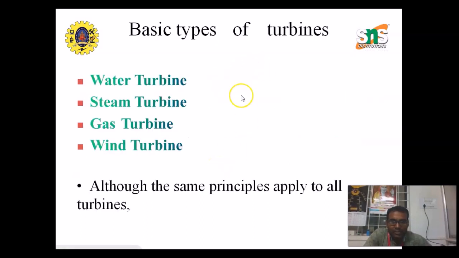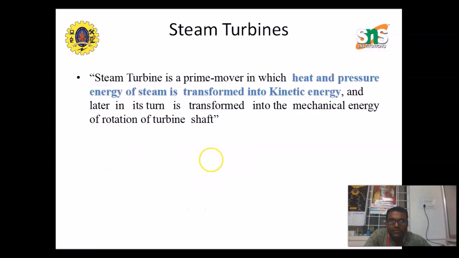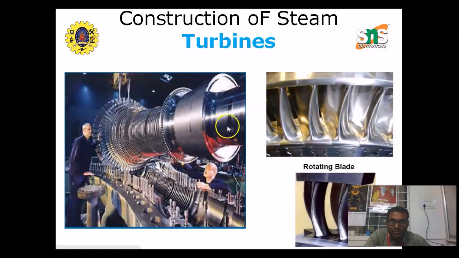Here we are going to discuss different types of turbines. Some of them are water turbine, steam turbine, gas turbine, wind turbine. First, steam turbine. Steam turbine is the prime mover in which heat and pressure energy of steam is transferred into kinetic energy and later transformed into mechanical energy of rotation of the turbine shaft.